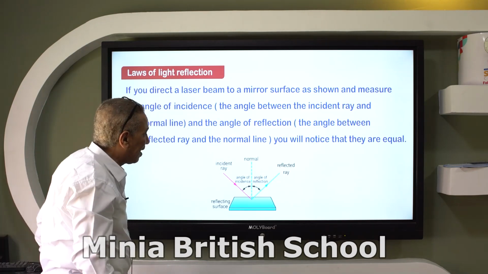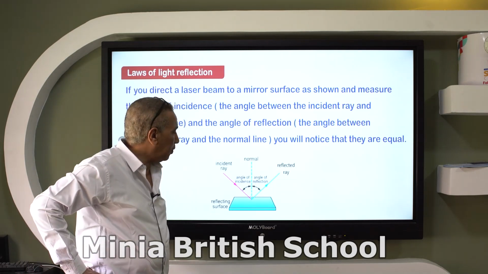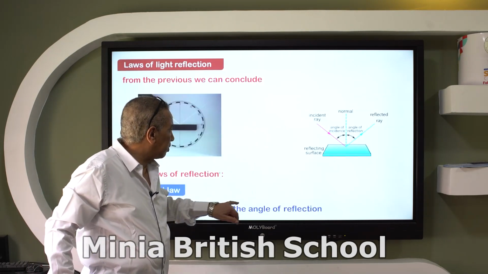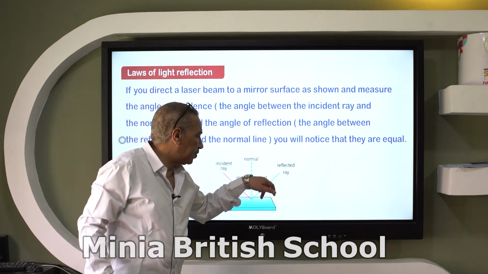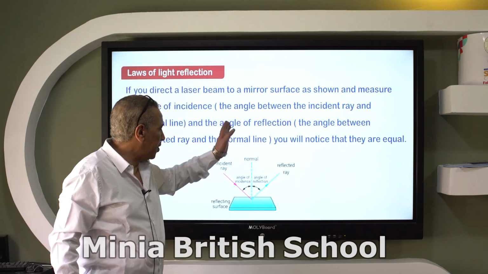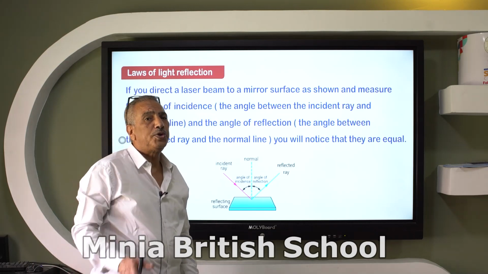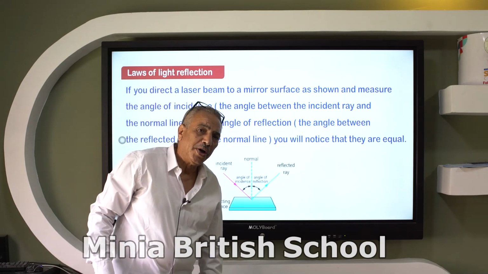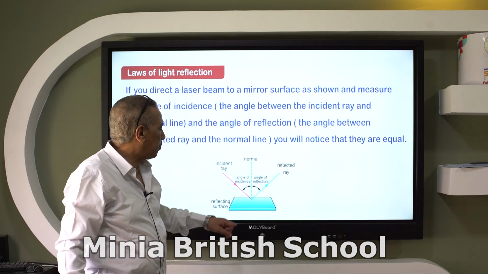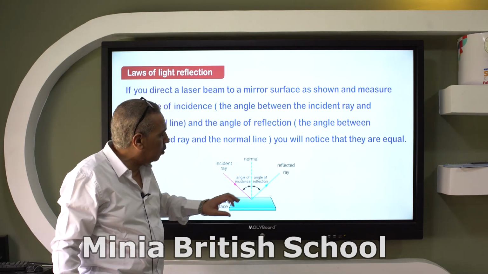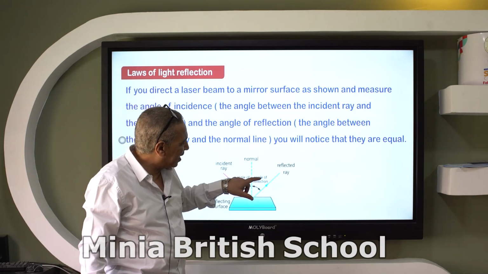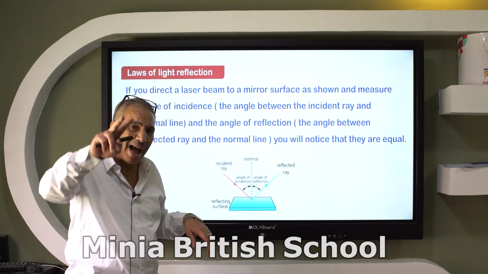Laws of reflection, you have to know it very carefully. This is the incident light ray, this is the reflected ray, and then we are making the line which is perpendicular to the reflecting surface at the point of incidence. There is an angle between the incident ray and the normal, and there is an angle between the reflected ray and the normal. We have two rules.